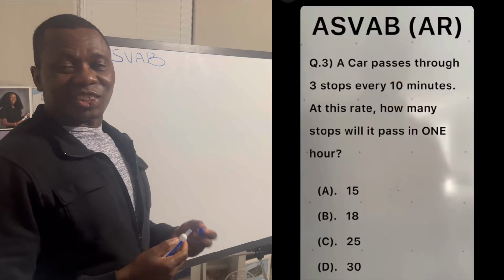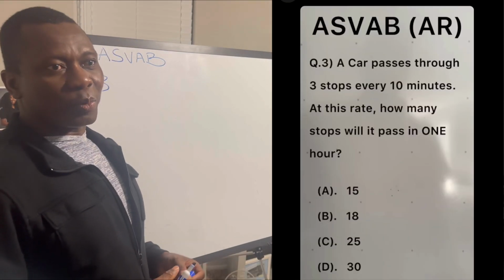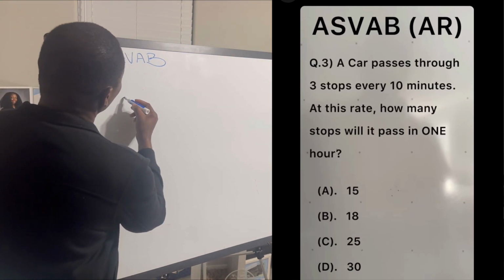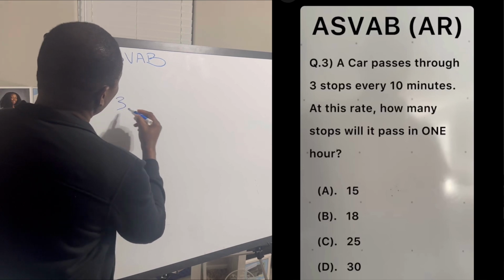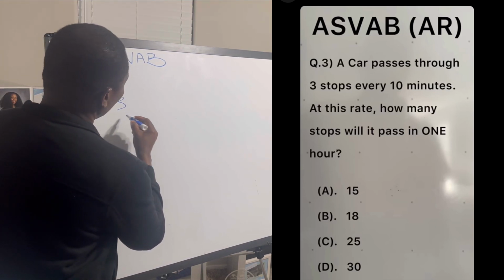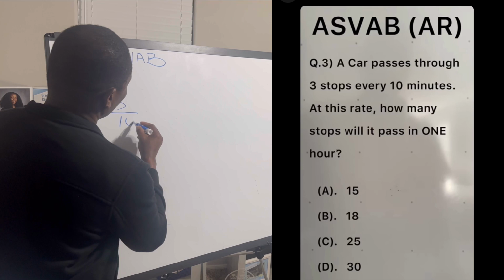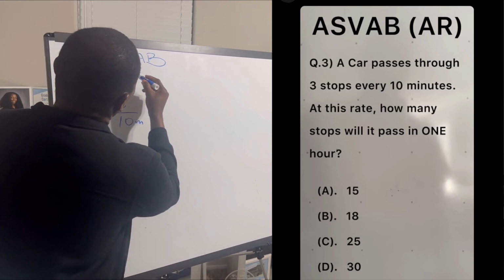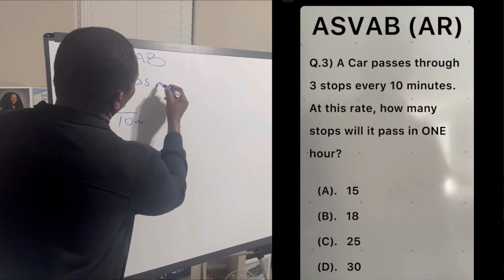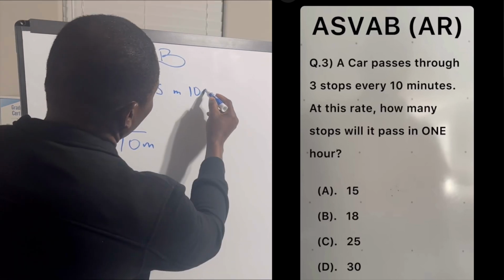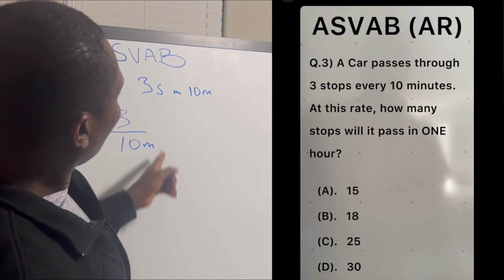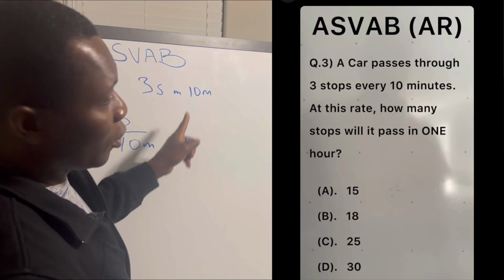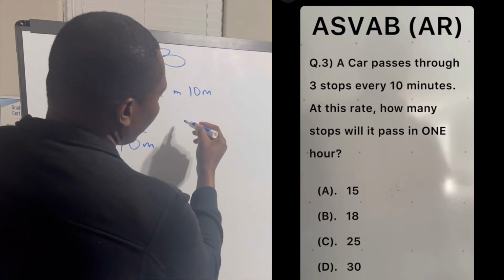The third question of the ASVAB questions is, a car passes through 3 stops every 10 minutes. 3 stops. At this rate, how many stops will it pass in 1 hour? So what we have is 3 stops in 10 minutes. And how many stops in 1 hour?